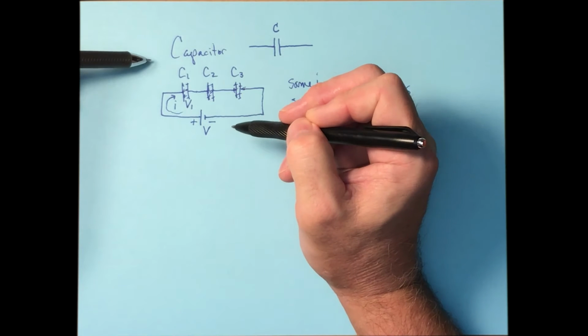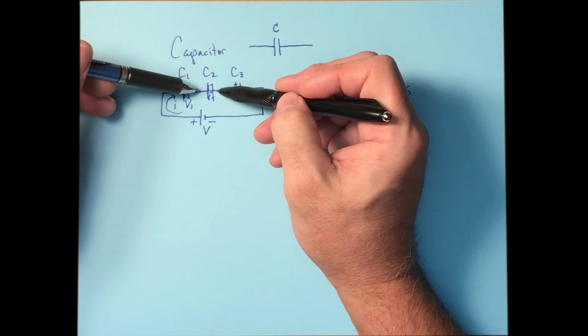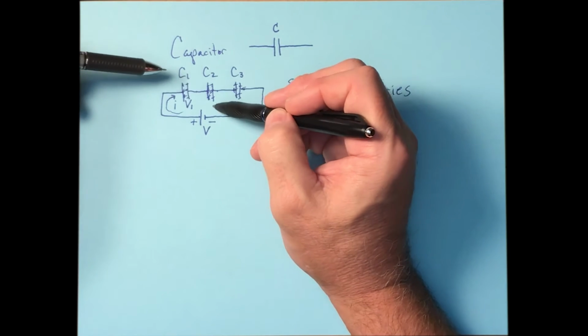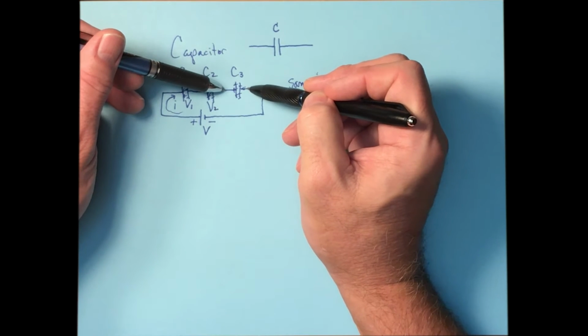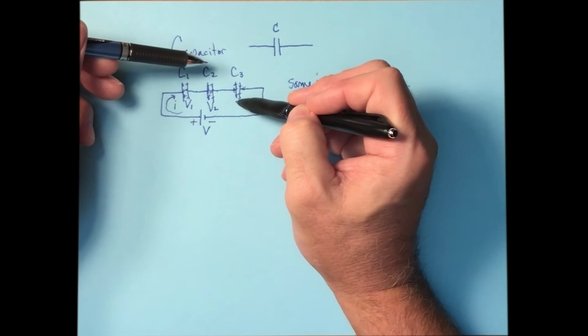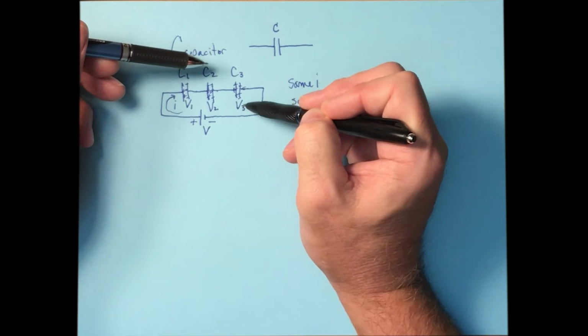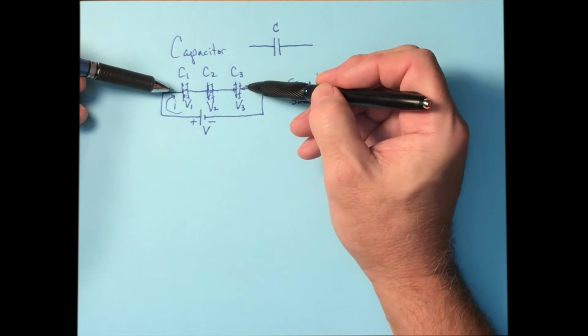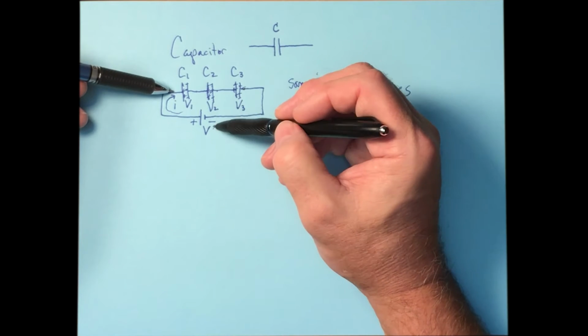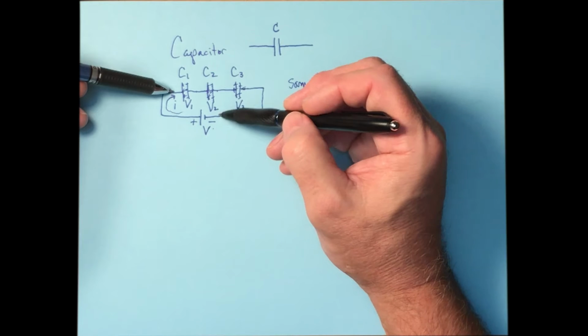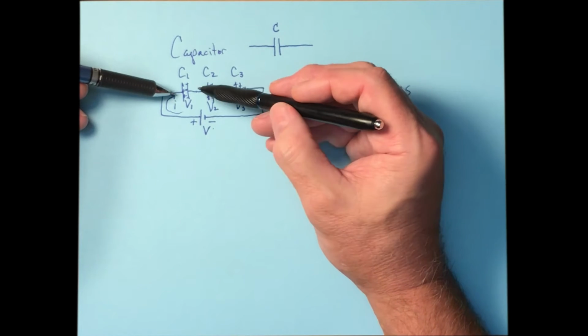Let's call that V1. And if I put them here, I'm measuring the voltage across capacitor 2. Let's call that V2. And if I put it here, I'm measuring the voltage across capacitor 3, and we'll call that V3. But remember, if I put it out here, I'm measuring the voltage for the entire system, which is just V. So what can we conclude from that?